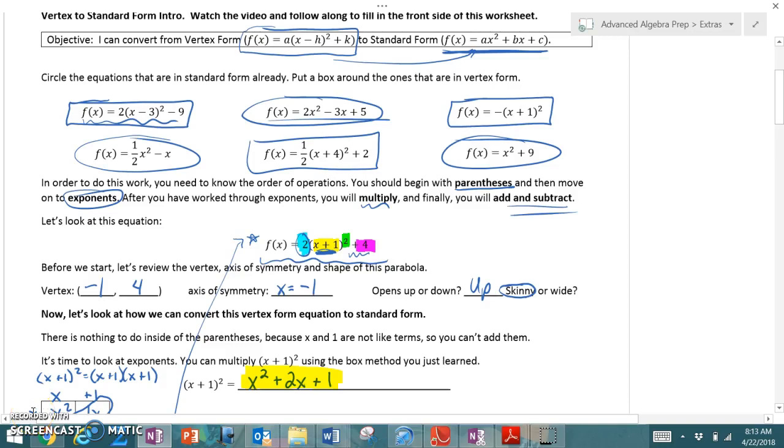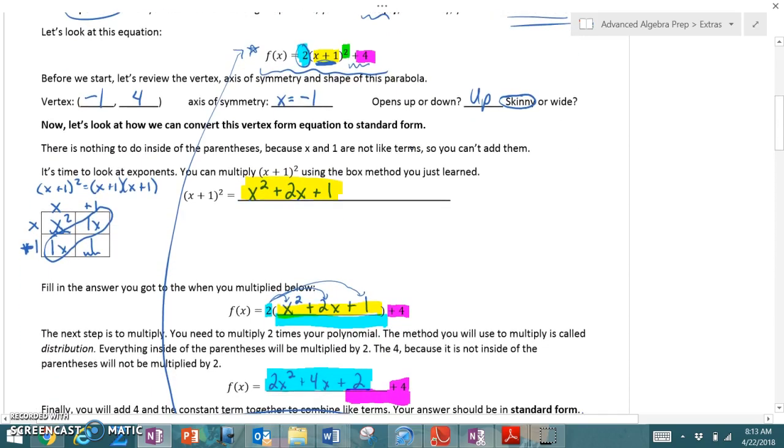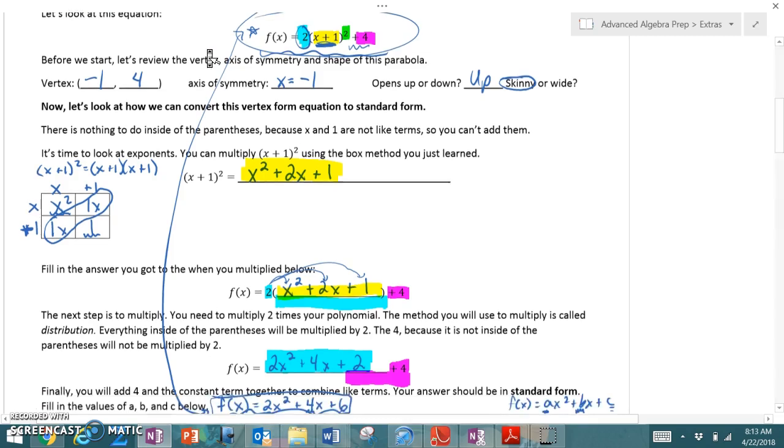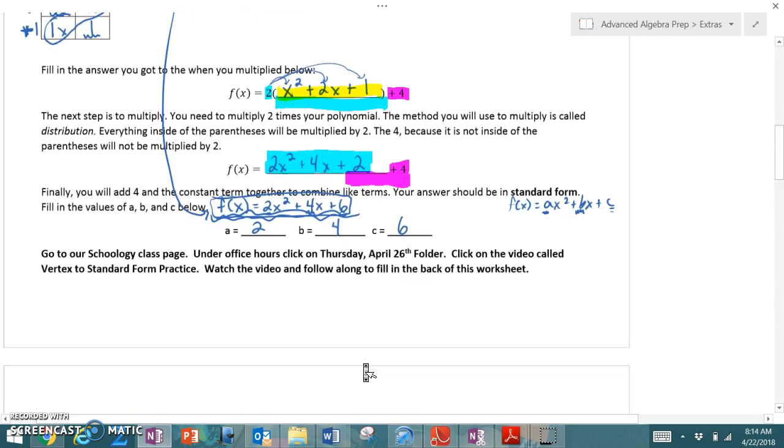You will recall that you just watched a video on how to convert from vertex form to standard form. The one example we did is we took 2 times (x plus 1) squared plus 4, learned the steps we will take to convert it to standard form, and we got 2x squared plus 4x plus 6. So in this video, we are just going to practice.